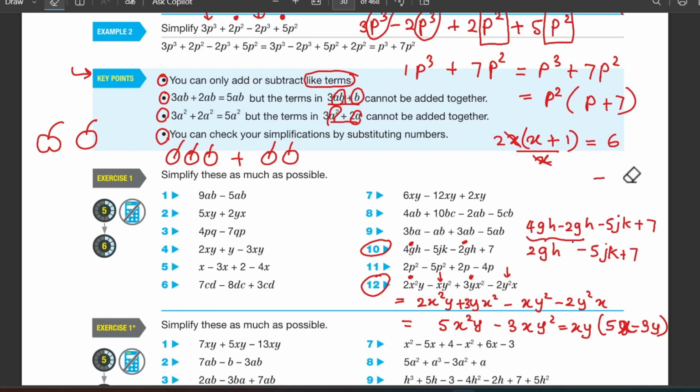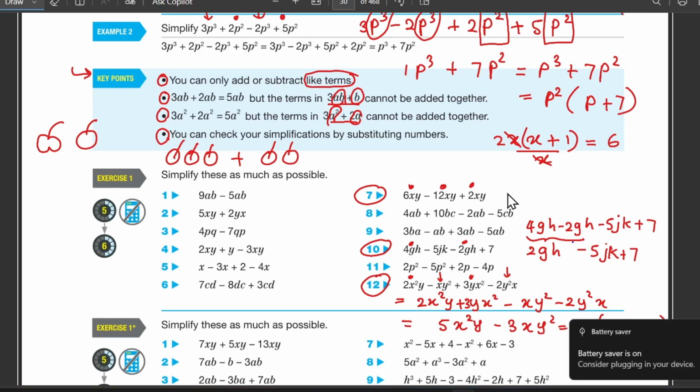Okay, and again in the seventh one, I'll do the seventh one also. So we can take the like terms together. All these three are like terms. So 6 minus 12 is minus 6. 2. So this is the answer.